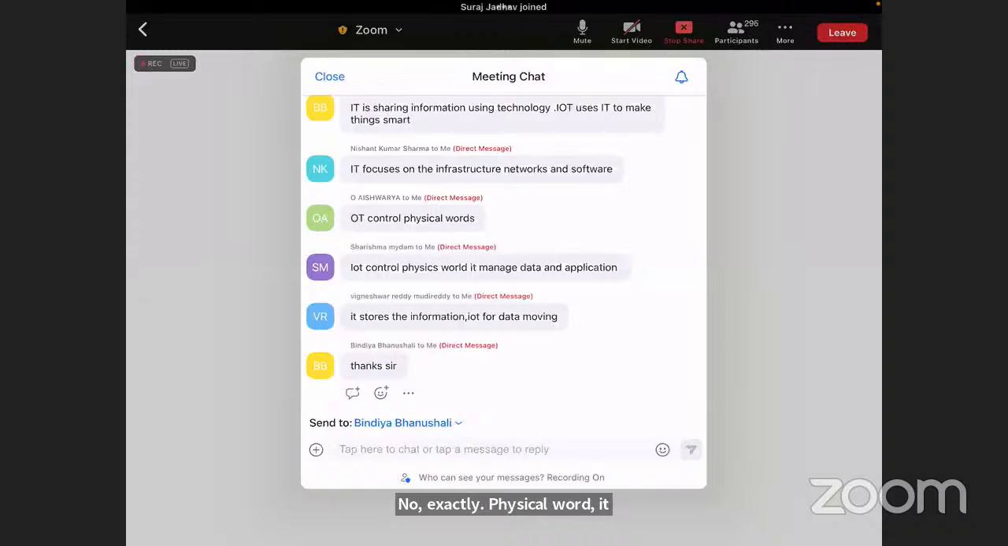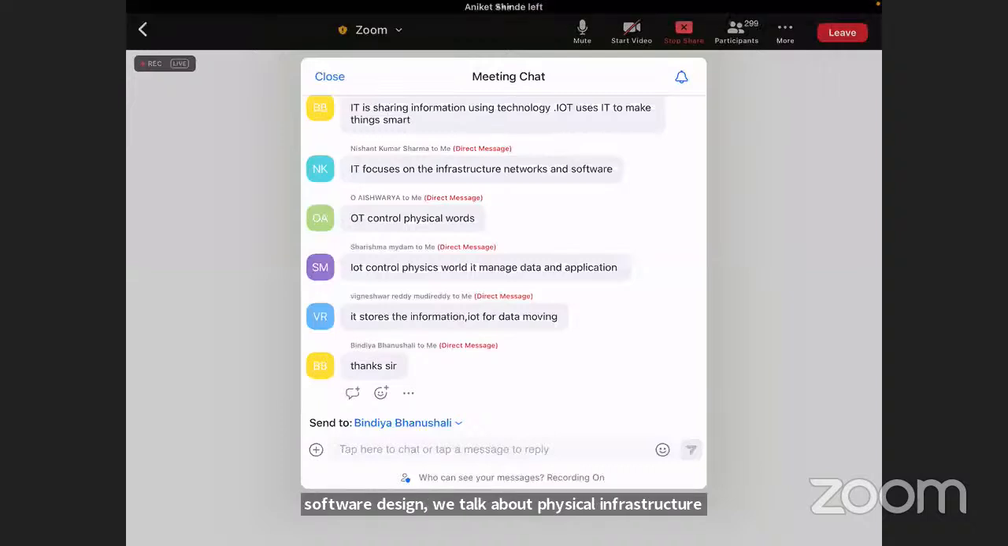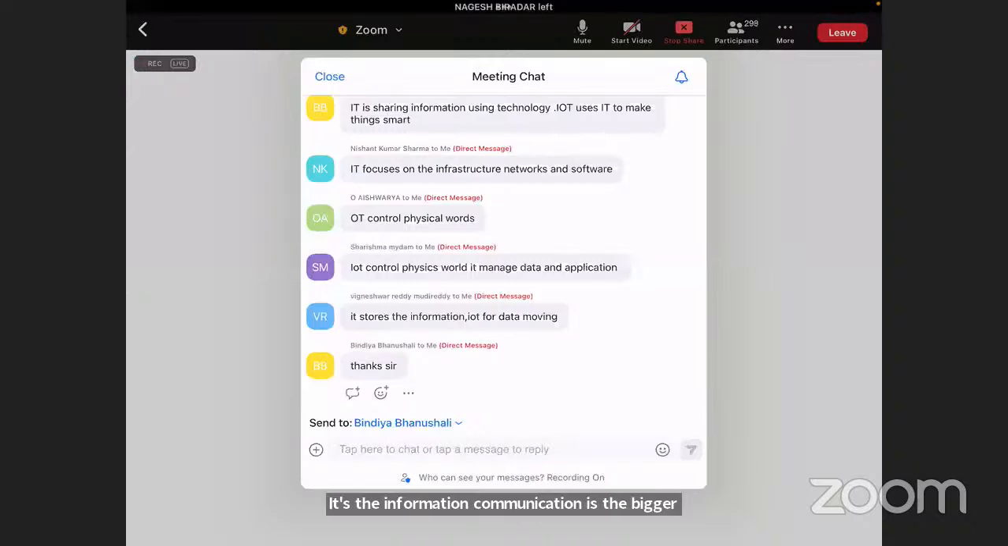So IT and IoT difference, see, there's no clear difference. I will tell you directly, there's no clear definition where you can differentiate, it's just the mindset we have. When we talk about IT, we think about software design and physical infrastructure for things on a bigger scale. IoT is just a part, because information and communication technology is the bigger umbrella. Under that, IoT, Internet of Things, is there. So it is like that.